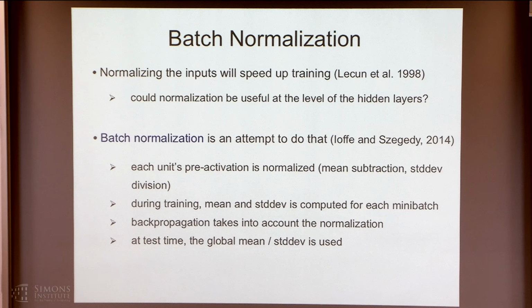During training, the mean and standard deviation are computed for each mini-batch. So you have 100 examples, 200 examples. For every single unit, you compute the mean and standard deviation, and you normalize by that. Backpropagation takes this normalization into account. At test time, you just use the global mean and standard deviation, averaged across all the training examples. This basically ensures that, on average, the input to each hidden unit is roughly normal 0-1, and that doesn't cause saturation in the hidden units.